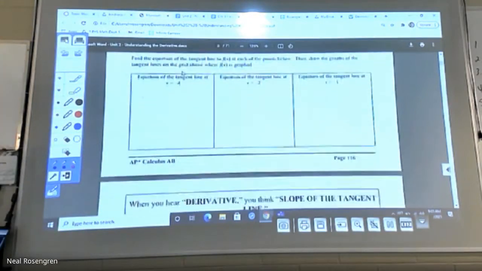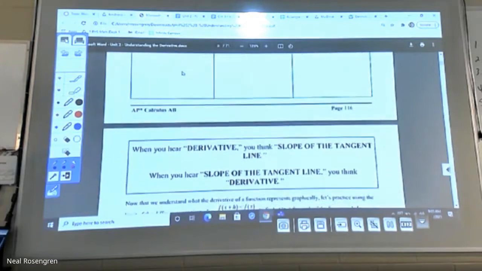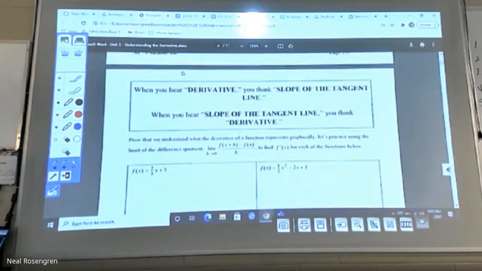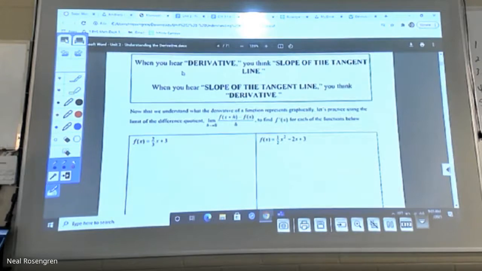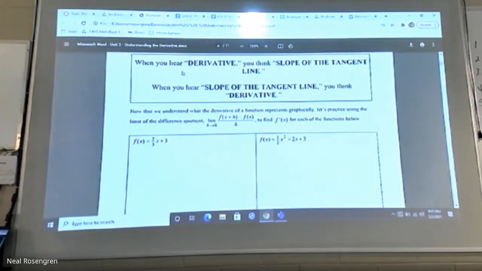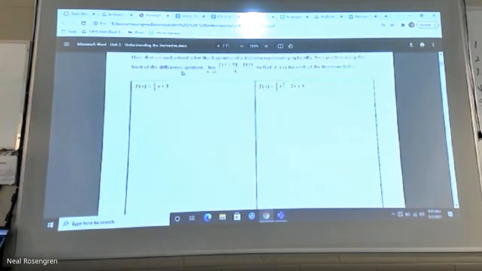My goodness, if a calculus teacher is going to shout at me, this is how I would shout. Look at all those capital letters. Caps lock is just right next to the A. You can press that next time, right? But seriously, you hear derivative, slope of the tangent line. Slope of the tangent line, derivative. They are one and the same. Now let's actually try it out. Let's try the one on the left first.